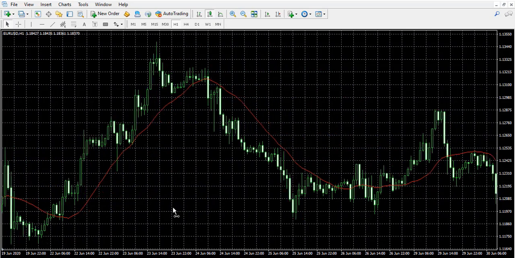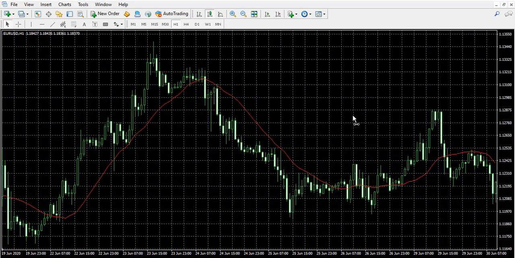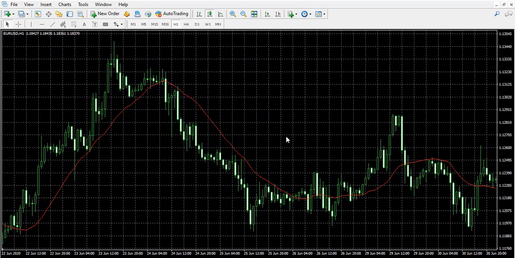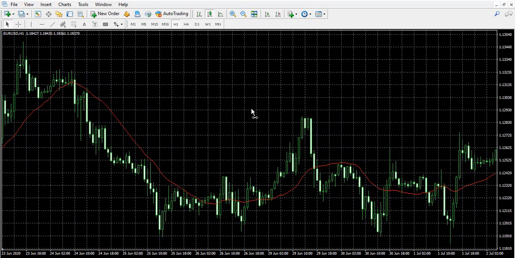So this is a perfect way that you can make a lot of profit using our SMA. You just need to keep an eye on the SMA and also on the candlesticks, and you won't know when you already make a lot of profit.